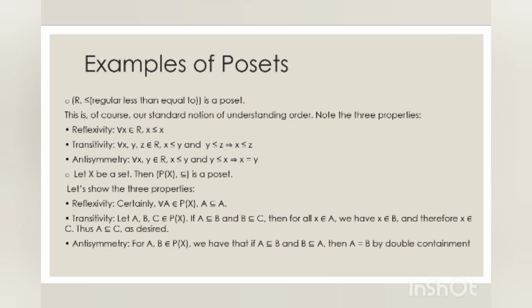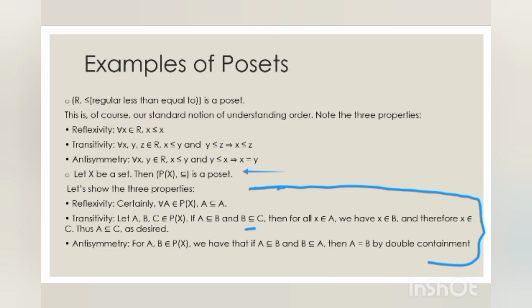Next example, let X be a set, then we take the power set of X with the containment relation, then it becomes a poset. We now show the three properties. Reflexivity: for all A belonging to the power set of X, meaning all subsets of X, we know that A is a subset of itself. So it is reflexive. And now we come to transitivity. Let A, B, C belong to the power set of X. If A is a subset of B and B is a subset of C, then for all x belonging to A, we have x belonging to B because A is a subset of B. Therefore, x belongs to C because B is a subset of C. And hence, A is a subset of C, which proves this relation is transitive.